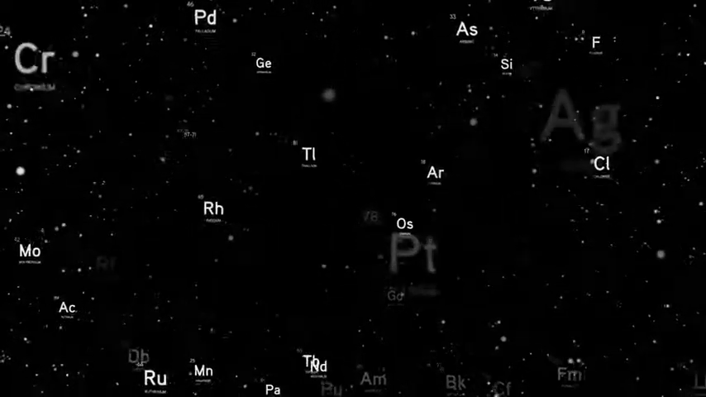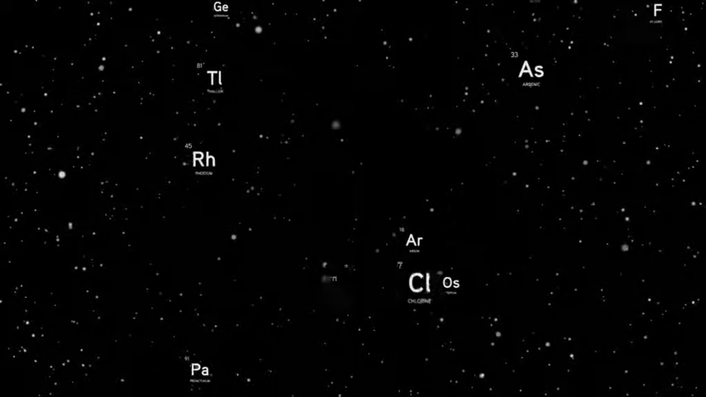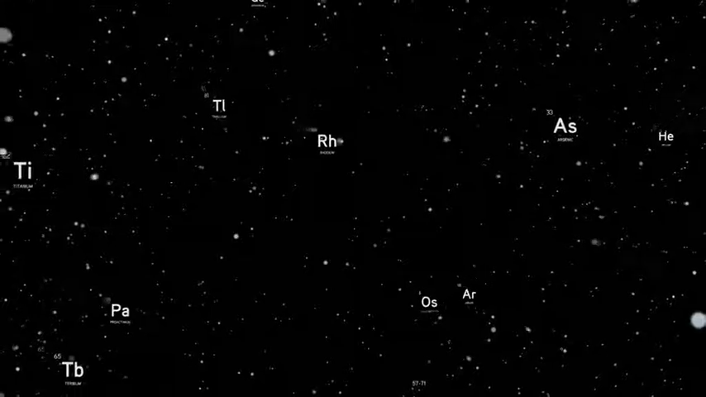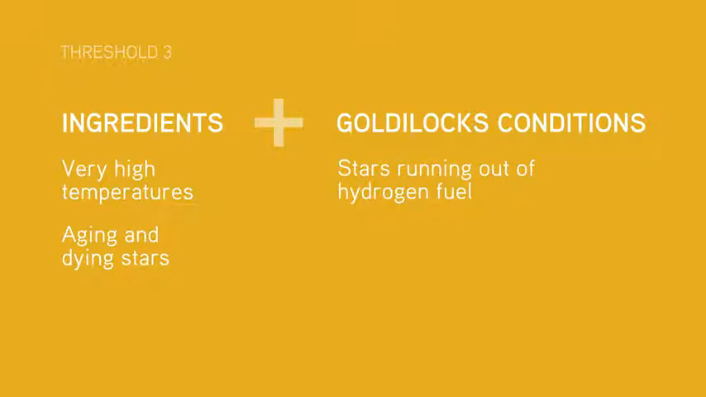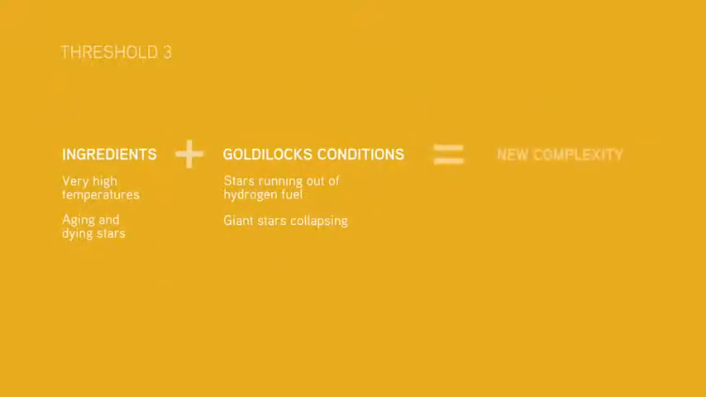Then the supernova scatters these new elements into space, and voila! We have a universe with lots of different elements. Threshold 3 was crossed for the first time when the first large star died. And it's still being crossed today, as billions upon billions of large stars die, scattering the raw materials needed to build wondrous new forms of complexity.